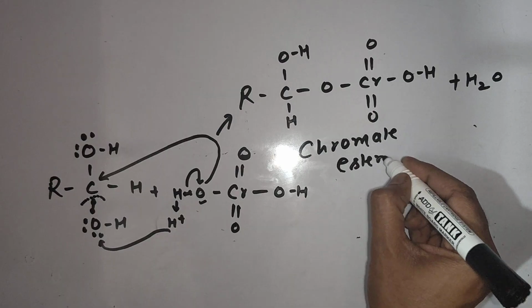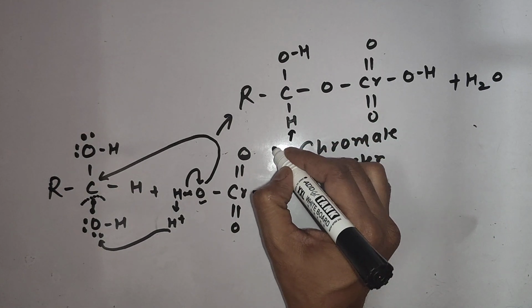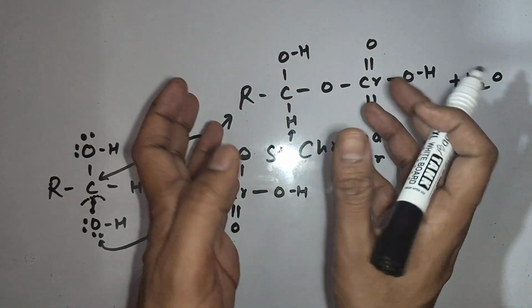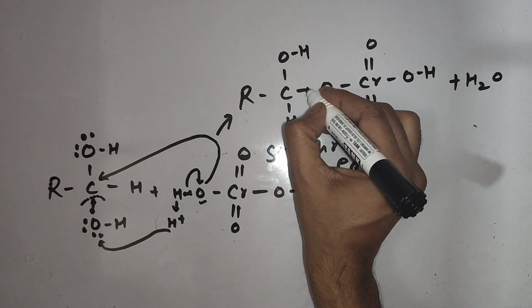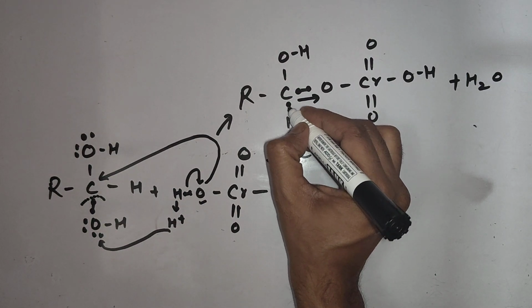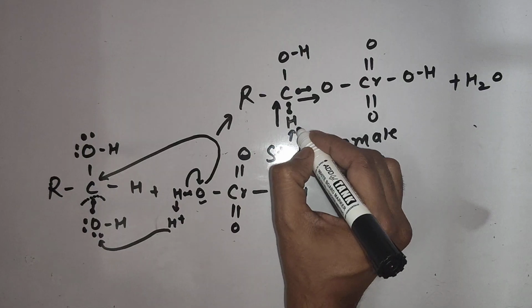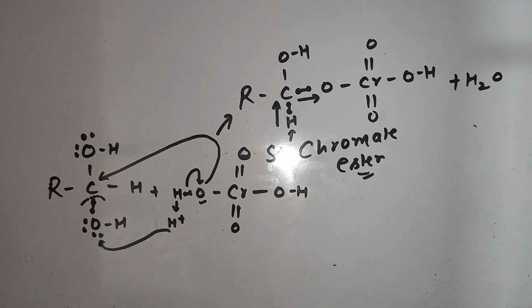This chromate ester will make this hydrogen highly acidic, because this part which is joined with the carbon is a strong electron attracting group, due to which these electrons are getting shifted toward the oxygen side. In turn, the carbon is attracting electrons from the hydrogen side strongly. That's why this hydrogen is getting high positive charge. That's why it is acidic in nature. Now what will happen with that? Same as what happened with 1 degree alcohol.